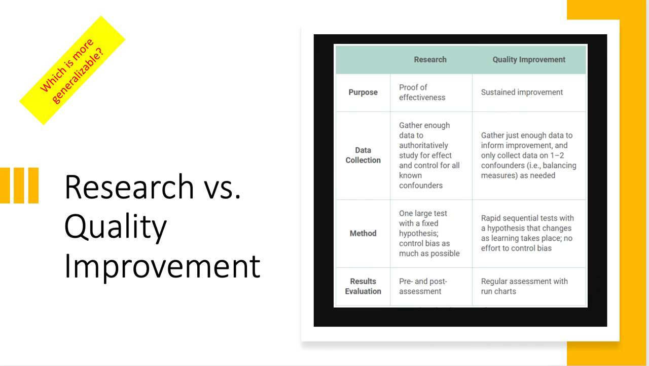The results are regular assessment with run charts. Did we get variation down? Do we see means moving in the direction that we want in whatever our metrics are? Those are the things that we look at over time. Run charts, not pre-post assessments.